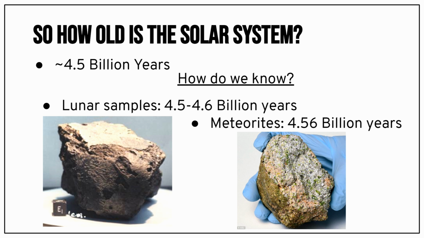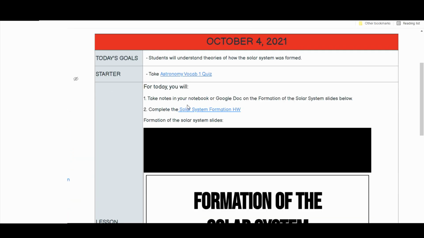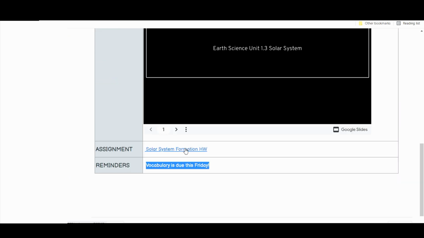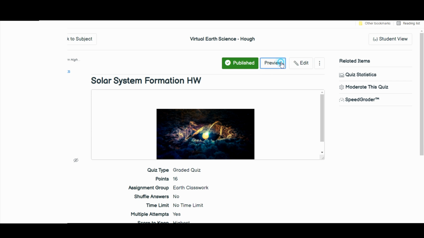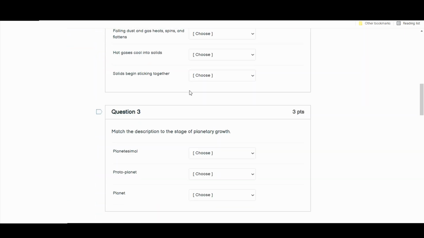Once you are done with this slide, you are done with the notes for the day. Go ahead and move on to the homework. So your homework for astronomy is linked here. It's also linked underneath the slides again. And this is a graded quiz. And again, it is multiple choice matching.